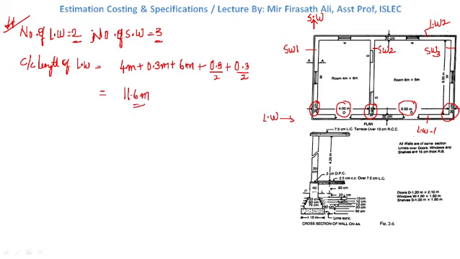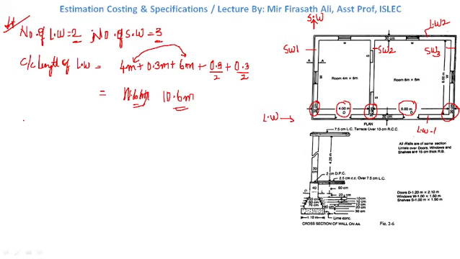Once again, let me calculate this, whether 11.6 is our length of long wall. Sorry, it is not 11.6, I am sorry to say, it is 10.6. 4 plus 6 is 10, 10 plus 0.3 plus 0.3, 10.6 meter is our center to center length.